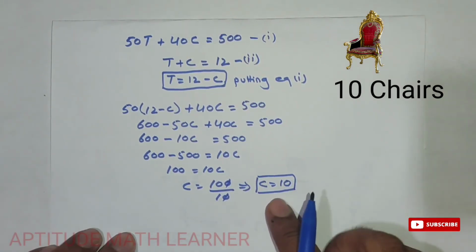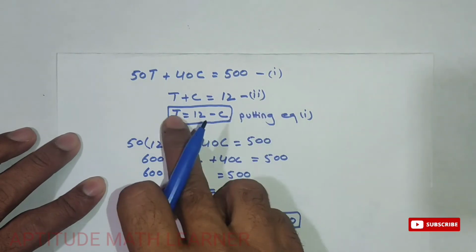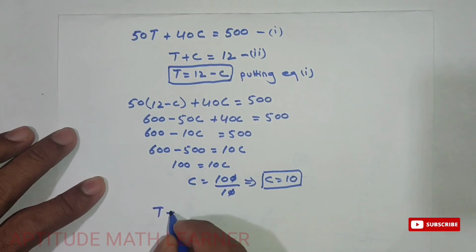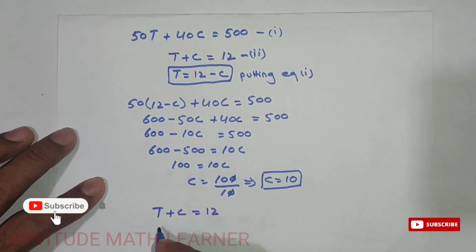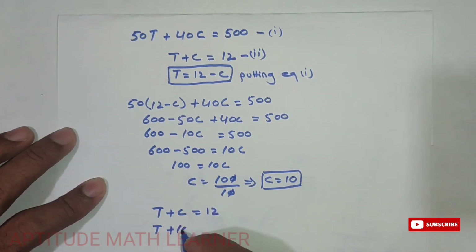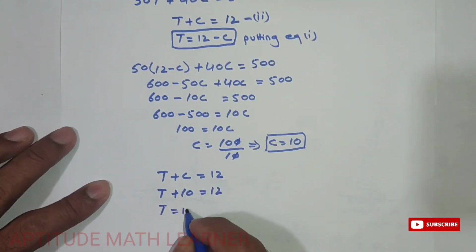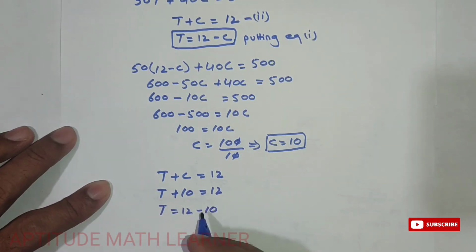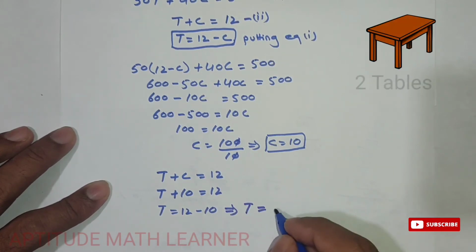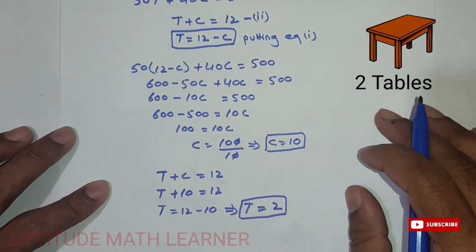Now to find the number of tables, it's very simple. From equation 2, just put the value of C in equation number 2. Here T plus C is equal to 12. Now with C as 10, T plus 10 is equal to 12, and we get T is equal to 12 minus 10. And now the number of tables is 2. So this is the number of tables.